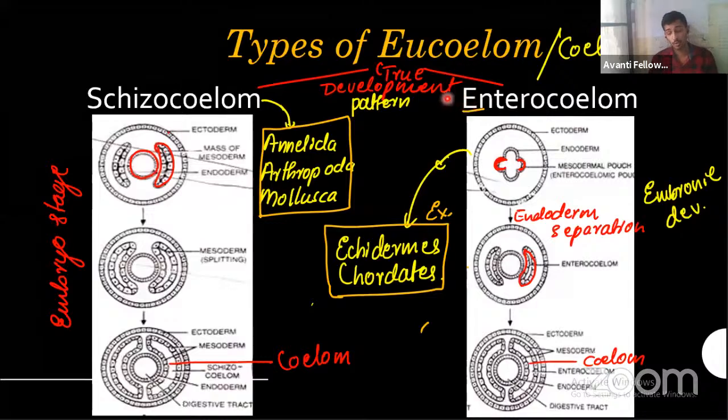So before tomorrow's class, try to complete these things. When you remember these things, it will be easy to describe the phyla. I can simply say this is enterocoelom like that. Otherwise, I have to explain one more time if you forgot. That's the major thing.